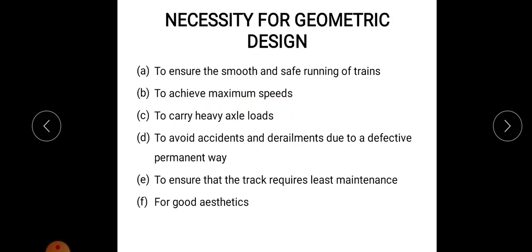Then next is to carry heavy axle loads without any derailment. And next, to avoid accidents and derailments due to defective permanent way. So by doing this geometric design, we can avoid accidents to a limit, and derailments are reduced. And this geometric design will ensure that the track requires least maintenance. If we do proper geometric design, the maintenance of the track will be minimum. Also this will give a good aesthetic appearance. So these are the objectives of geometric design.